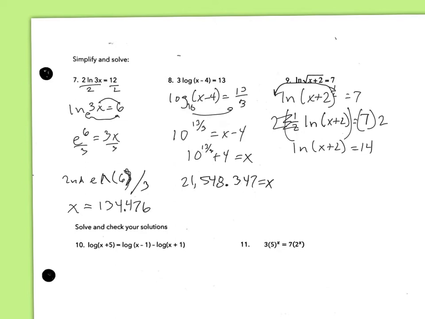Now you swoop, because you have the natural log on one side, no other extra stuff. So e to the 14th is equal to x plus 2. So e to the 14th minus 2. This is a big number. This is the million. 1,202,602.284. Fills up the screen.